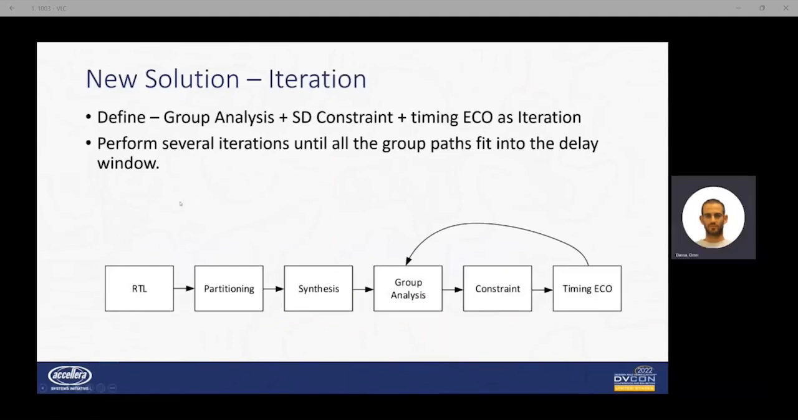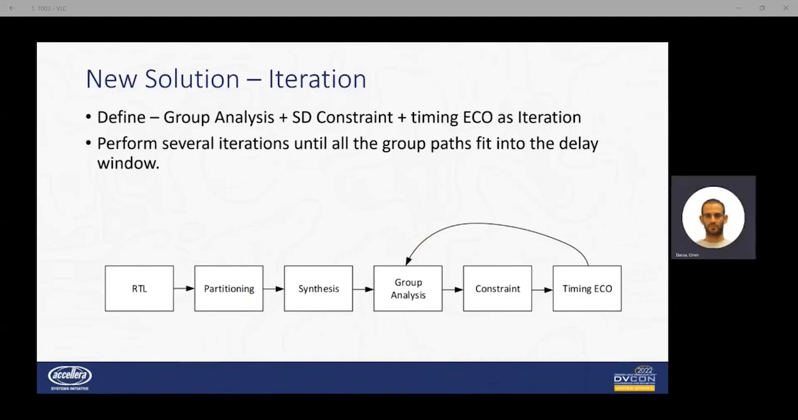After we defined the group analysis and provided constraint to SD, we'll ask the SD team to perform a timing ECO iteration. Timing ECO is a stage where the SD tool tries to meet all the constraints that we provided. So we perform this group analysis constraint and timing ECO several times until we make sure that all of the paths enter the delay window.